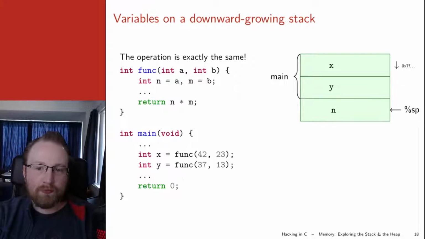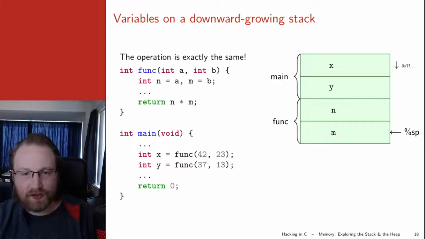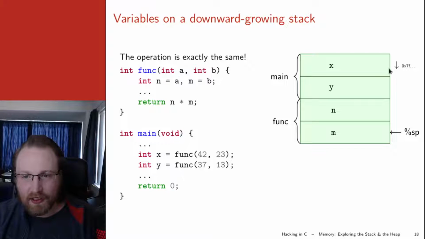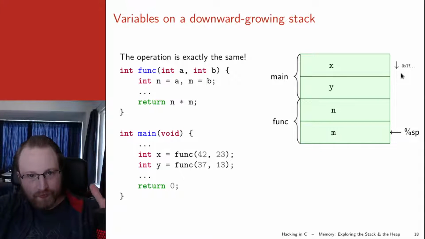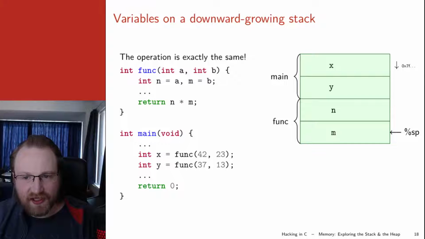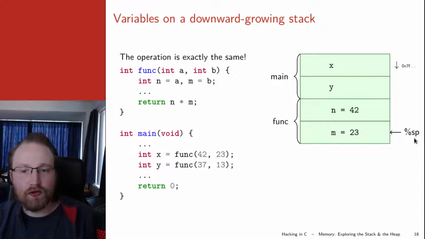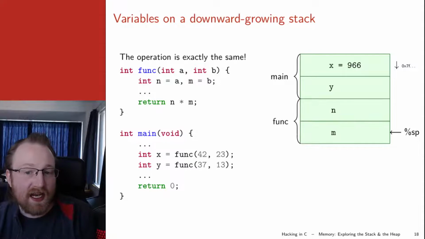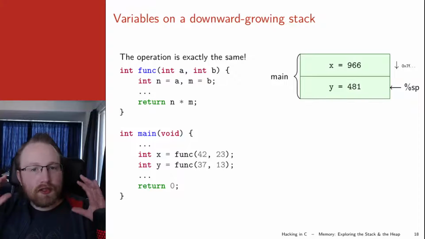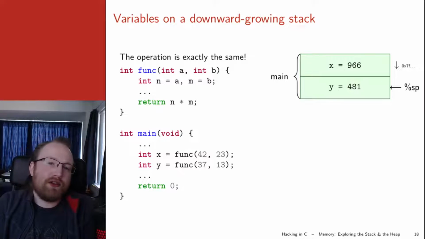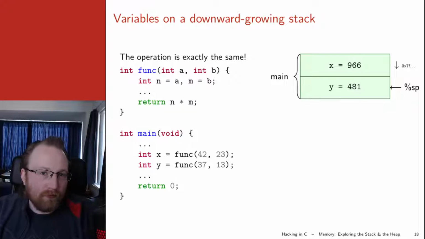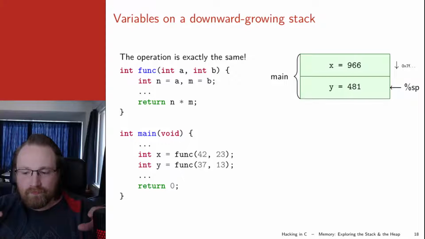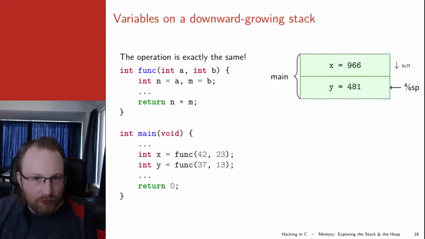So we're still pushing n and m to the stack when we call a function, and the stack pointer just decreases instead of increases. The bottom address of the stack is actually the highest address in memory. The stack pointer decreases downwards. N and m get assigned to, function returns, so x gets assigned to. And then func is called again, n and m are pushed, get assigned to, computation happens, function returns, y is assigned to. So the operation I'm showing here is the exact same operation as earlier when we had an upward growing stack. There was no difference in the abstract operation.